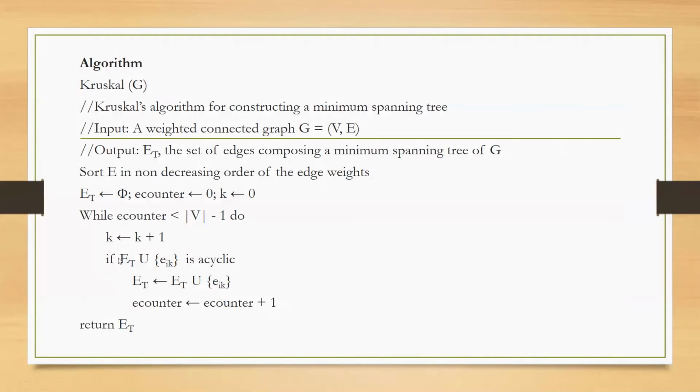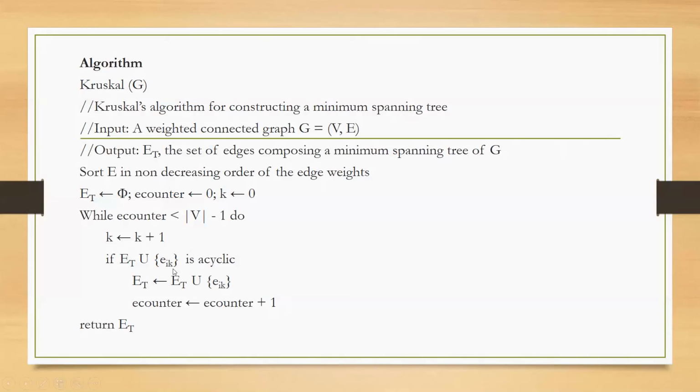Shall be next. If you consider the first edge, EI1, whether if you include this to the edge set ET, it forms a cycle, or whether it doesn't form a cycle. What it is, if ET union EIK is acyclic, it doesn't form a cycle. If it doesn't form a cycle, it means what? That you can consider that first edge. You can consider the first edge because K is 1 now.